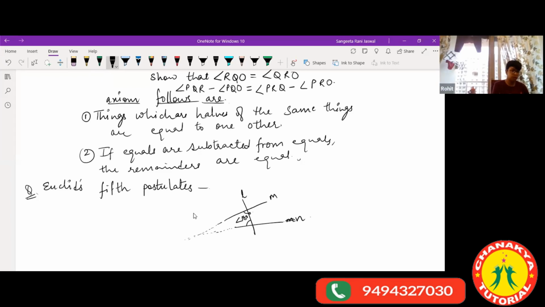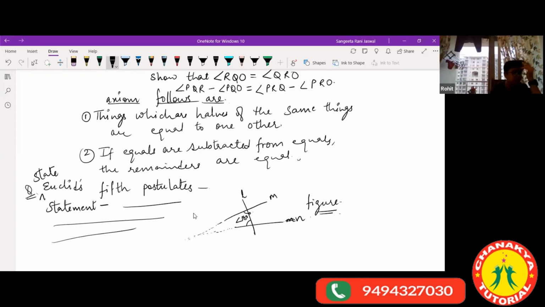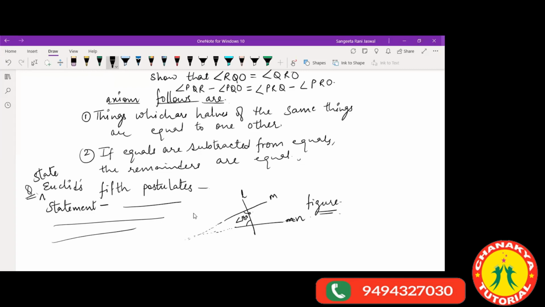Yes, children. And please write the statement. The writing of the statement is required in this. Suppose you get this question, Euclid's fifth postulate. You have to write the statement first, along with the figure. Then you will get your full marks. Yes, ma'am. Okay, let's see another one.